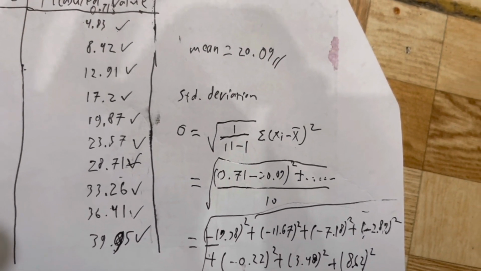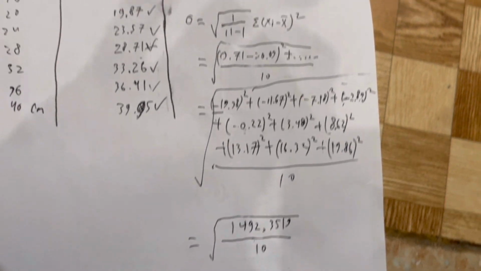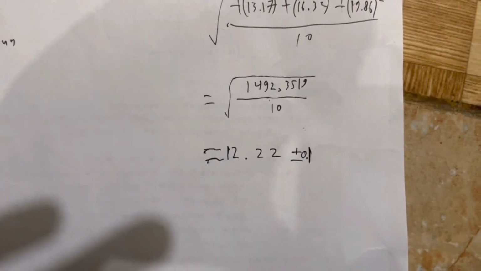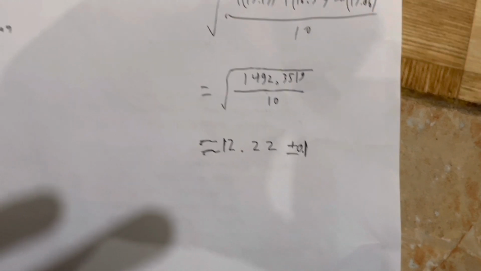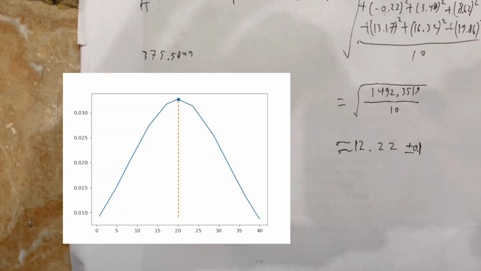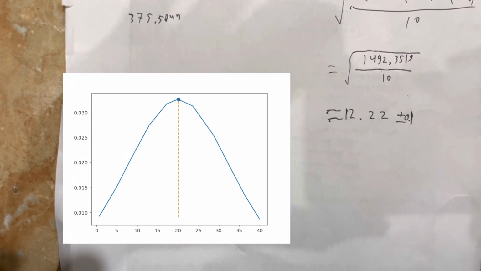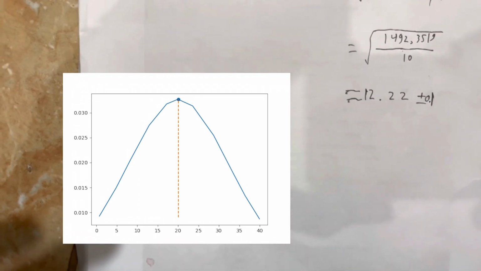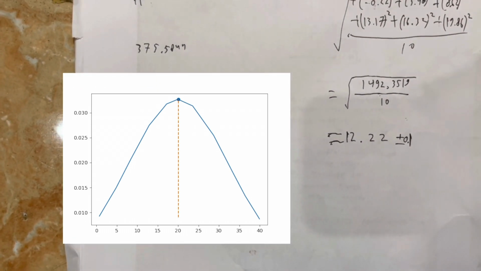To find the standard deviation, we use the mean value we found and put it in the equation, with the result of 12.22 with an error of 0.1. And I will show you the standard deviation with the graph of normal distribution, and I will present it to you on this screen now.